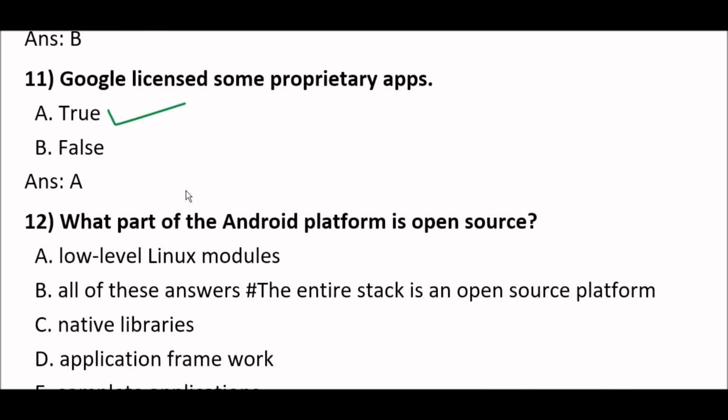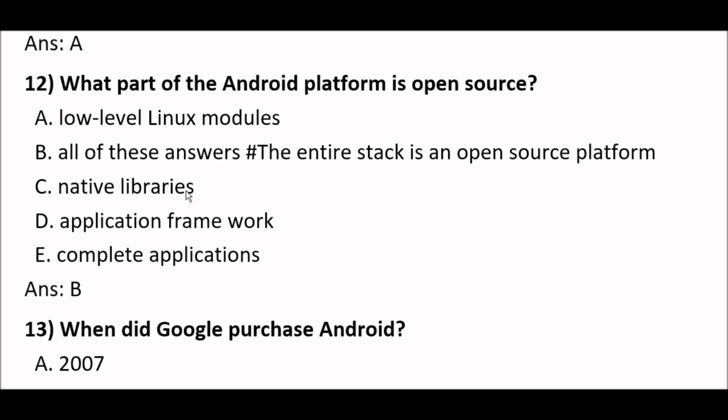Next question. What part of the Android platform is open source? Option A, low-level Linux modules. Option B, all of these answers, meaning the entire stack is an open source platform. Option C, native libraries. Option D, application framework. Option E, complete applications.